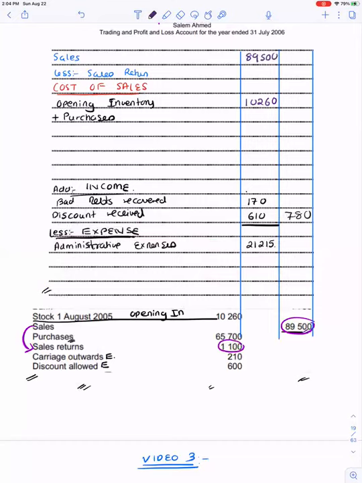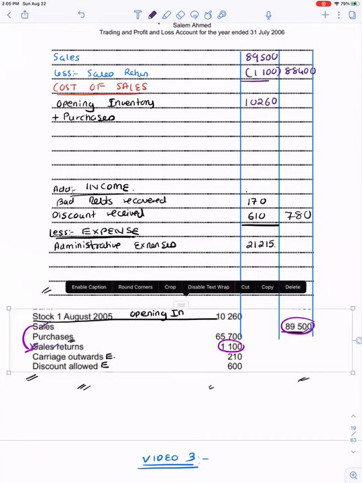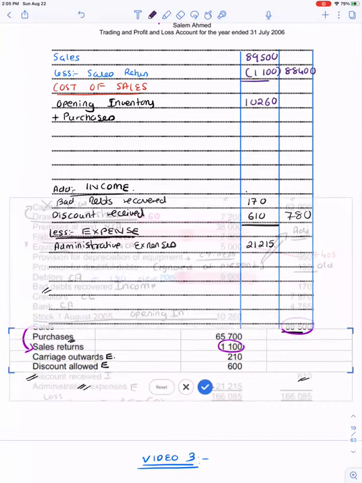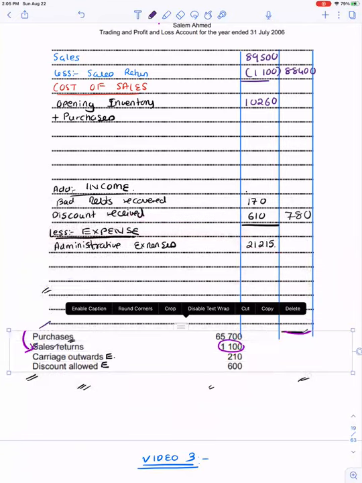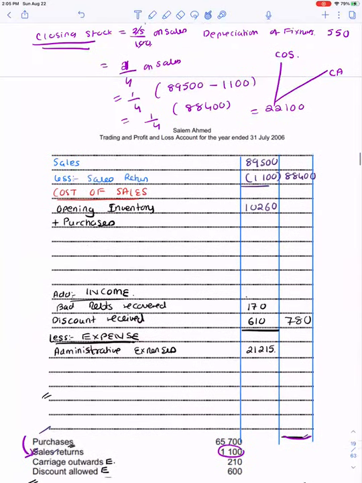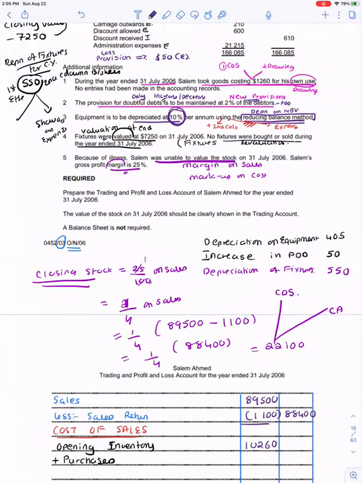Sales minus sales return 1,100 will give me my revenue. 89,500 minus 1,100 is giving me my revenue of 88,400. Opening inventory recorded, sales recorded, purchases, there is no adjustment in purchases. Okay, but I had seen goods for own use. Let's look at the adjustments now. I had seen that there was goods for own use that is adjusted in the cost of sales, 1,260.